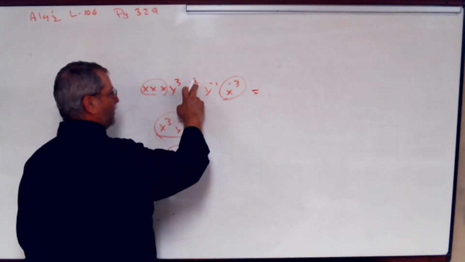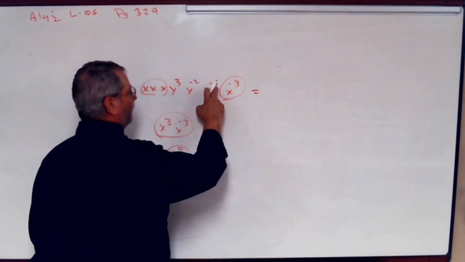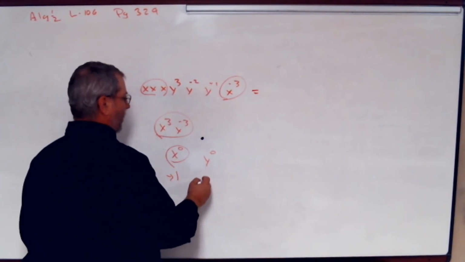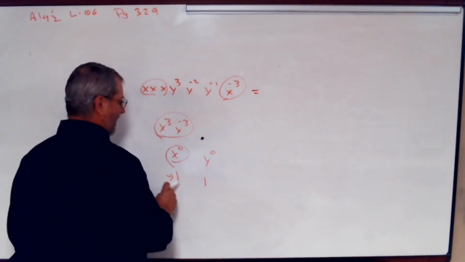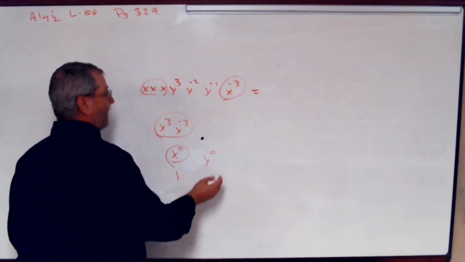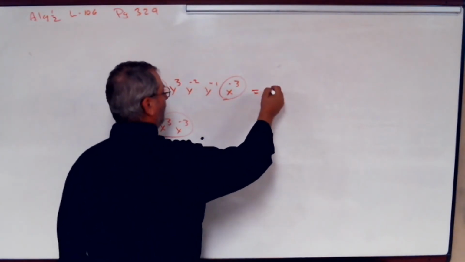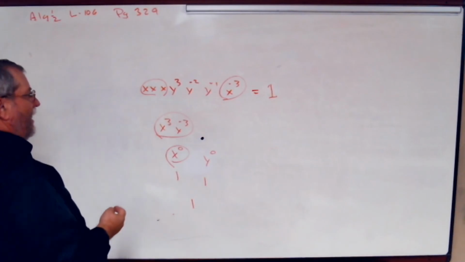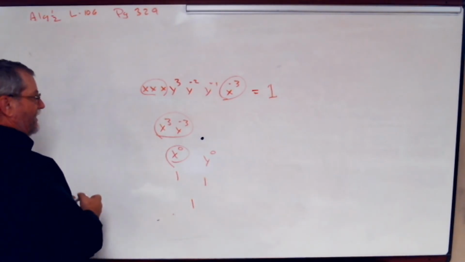Right here, now I'm going to add these. 3 minus 2 minus 1 is y to the 0, which is 1. 1 times 1 is 1. So this whole thing is equal to 1. Some of you have been having a lot of trouble with this.